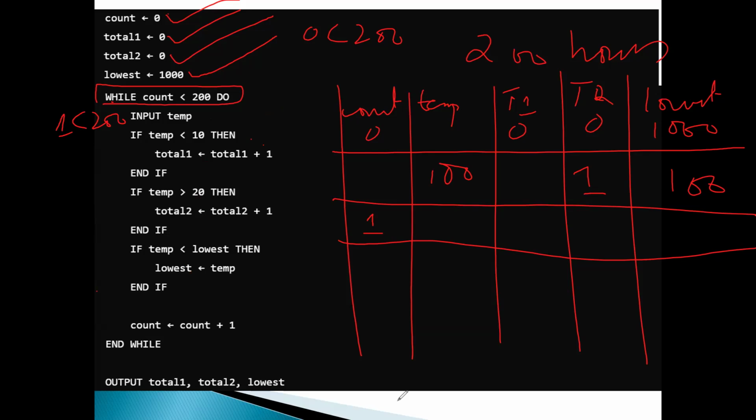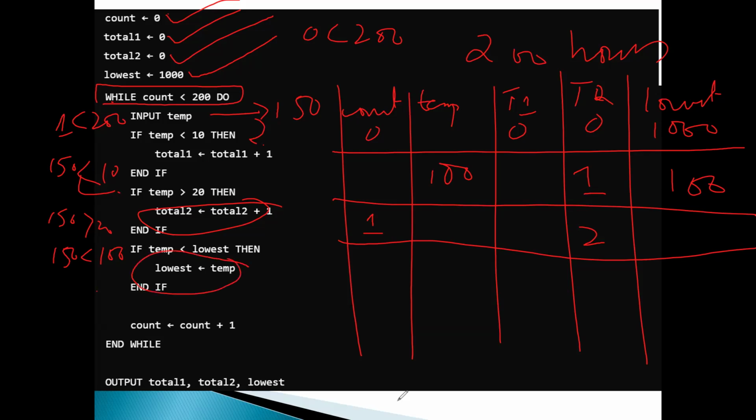It will take input from you. So now I give temperature. What should I give? Last time 100. Now I give 150. Okay. Control will come here. 150 less than 10. Is this true or false? False. The control will come here. 150 greater than 20. Is this true? Yes, it's true. So this condition will update it. Again, it will become 2. Now, 150 less than 100. Is this true or false? False. So this condition will not update. So it will remain 100. So now count value is 3.